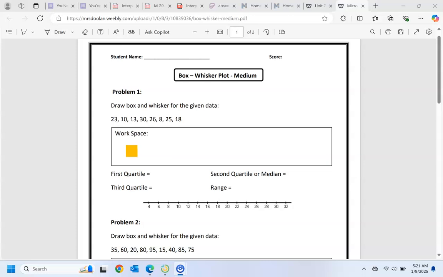Alright, you guys, so today we are going to talk about box and whisker plots. Now, this should be a review because you should have already done this, like in 7th grade. So the first step in doing a box and whisker plot is to put the numbers in order.